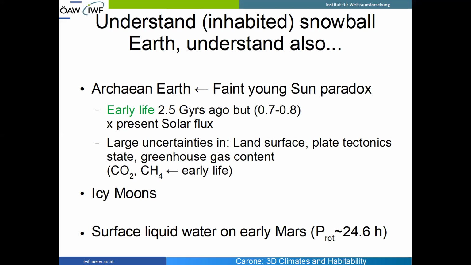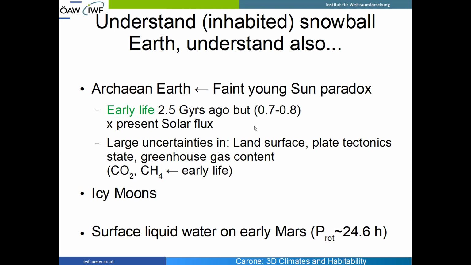And that helps us to understand, for example, the emergence of life on early Earth, where we know that 2.5 billion years ago, the sun was even fainter. So it was 0.7 to 0.8 times the present solar flux, and we still had some habitable conditions, but we don't know the land surface, plate tectonic state, and the greenhouse content there, because we are on a geologically active planet. So a lot of the evidence has been basically destroyed. And on top of that, early life also gives us a wild card, because early life tended to produce methane, and methane is also a greenhouse gas. So this is really important.